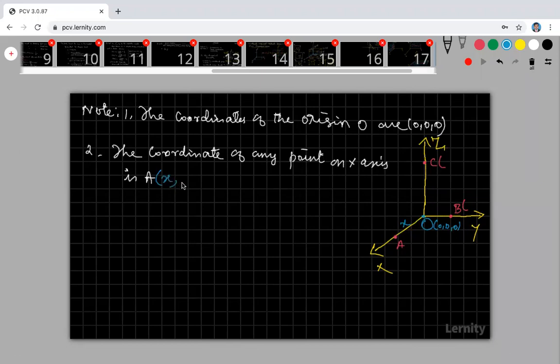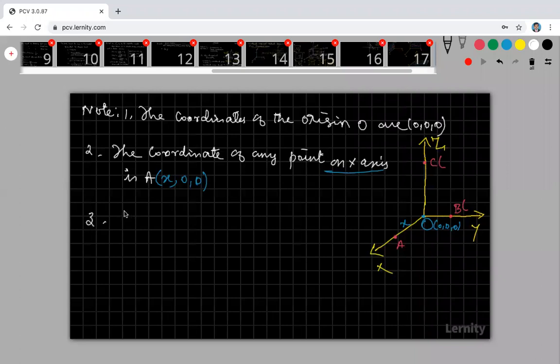Any one of you please tell me the Y coordinate? That is the Y distance for this point A. What about my Y distance? What about my Z? Yes, very good. So therefore this is 0, 0. So the coordinates of any point on the x-axis are x, 0, 0.